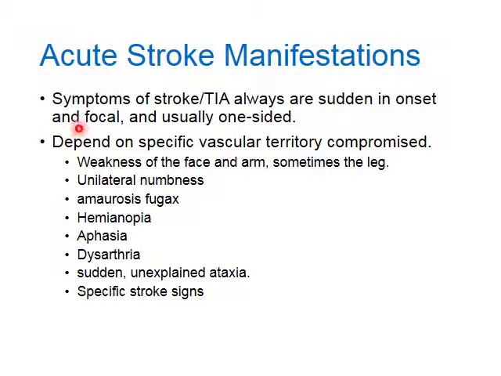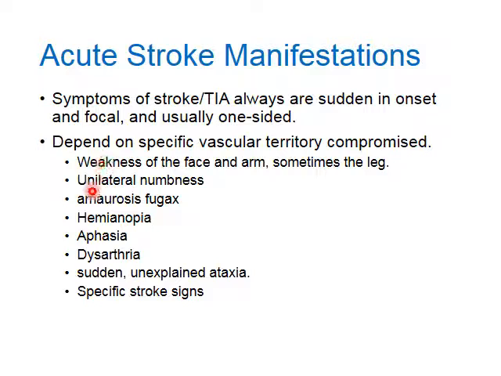Acute stroke manifestations. Symptoms from a stroke or a TIA, so a major stroke or a TIA, are usually always sudden in onset. So that's one thing that both TIAs and strokes have in common. And the onset, they're usually focal and usually one-sided. Usually you don't have a stroke on both sides. If you do, you better make sure you have your will all in place if you're going to have a double one.